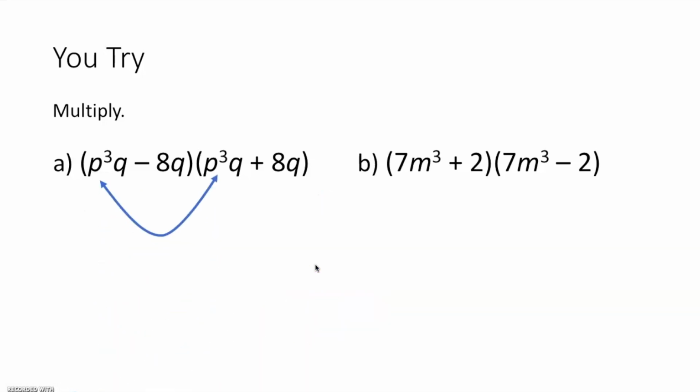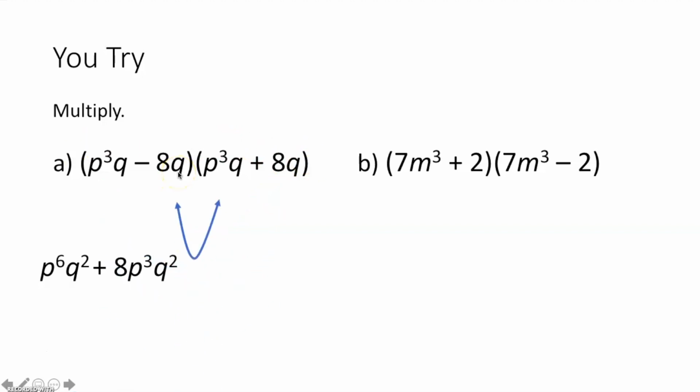We multiply the first terms together, p to the 3rd times q times p to the 3rd times q. When you multiply like bases, you add the exponent. So p to the 3rd times p to the 3rd is going to be p to the 6th, and then q to the 1st times q to the 1st is going to be q to the 2nd. Then you multiply the outer terms together. P to the 3rd times q times 8q. You multiply the q's together, so you get q to the 1st times q to the 1st is q to the 2nd, so we get 8 p to the 3rd q to the 2nd.